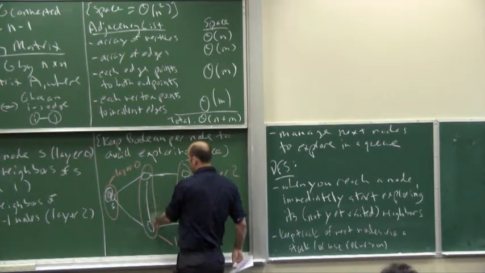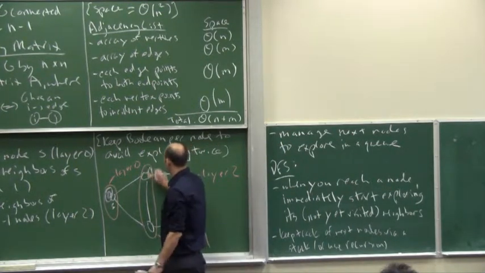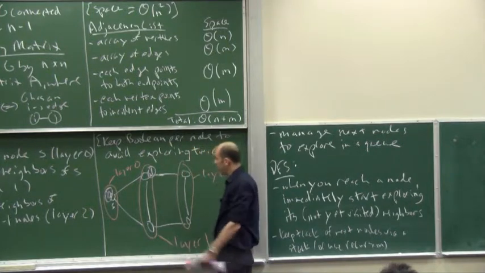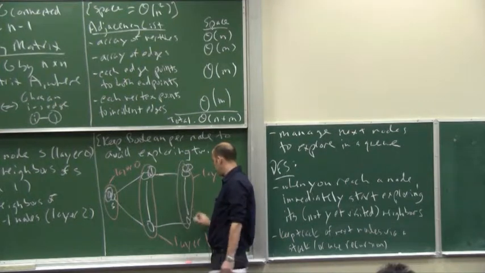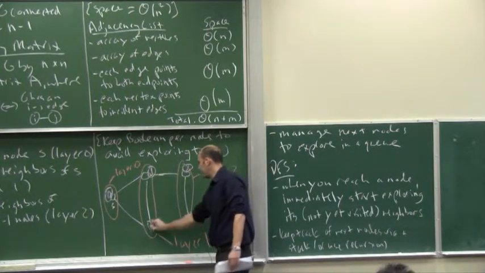Then, we'd pick one of the two neighbors to explore next. Maybe first we explore that one. Then again, we explore one of the neighbors of this guy to explore next. Maybe we pick that one, and so on. Maybe we'd even go all the way around the cycle, 3, 4.